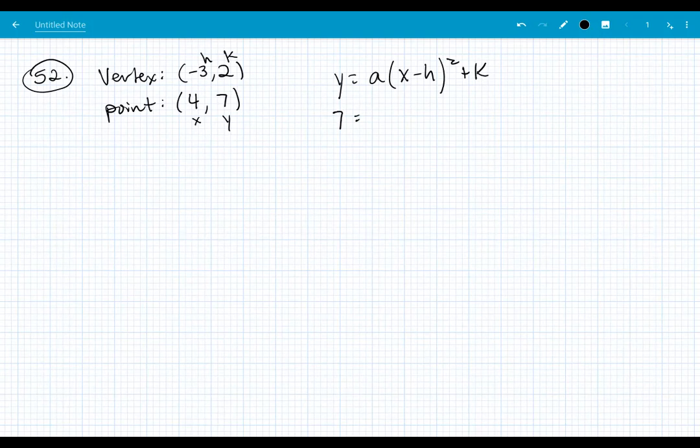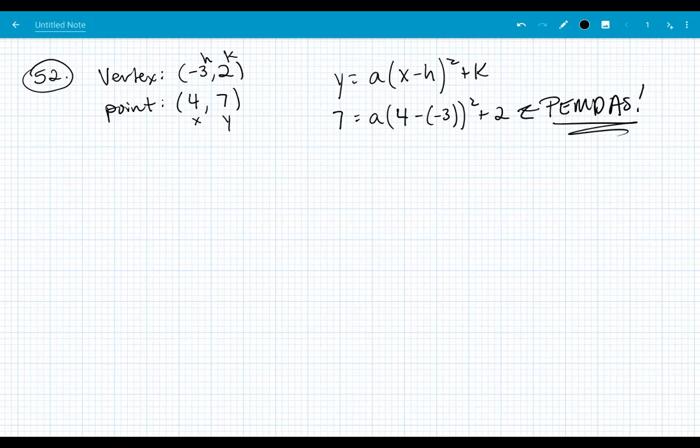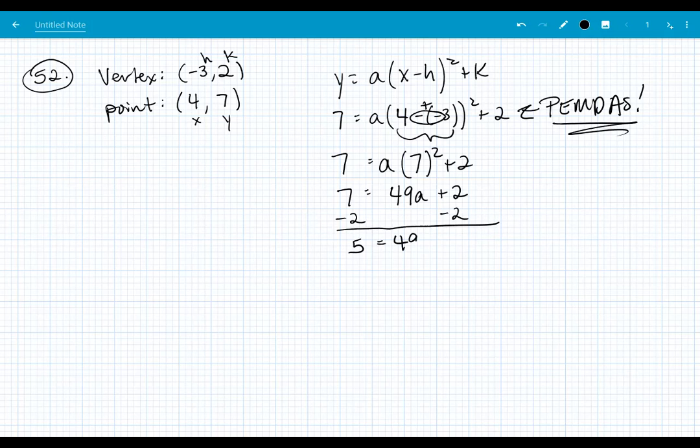Working this, y, which is 7, is equal to a times x, which is 4, minus h, so minus negative 3, squared, plus 2. Following PEMDAS, I'll write that again. Simplifying the parentheses, that's 4 plus 3, which is 7, squared times a, plus 2 equals 7. 7 squared is 49. 49 times a is just 49a, plus 2 equals 7. Subtracting 2 from both sides, 5 equals 49a. Dividing both sides by 49.